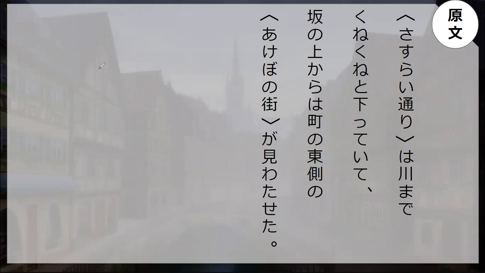Satsurai dori, the street name Satsurai, wa kawa made, meaning to the destination of the river, kunekune to sagatte ite. This clause basically says that the Satsurai street that is towards the river is a winding street. Yep, it's winding down towards the river. Once it hits the river, it's no longer the street anymore. It's winding down towards the river.